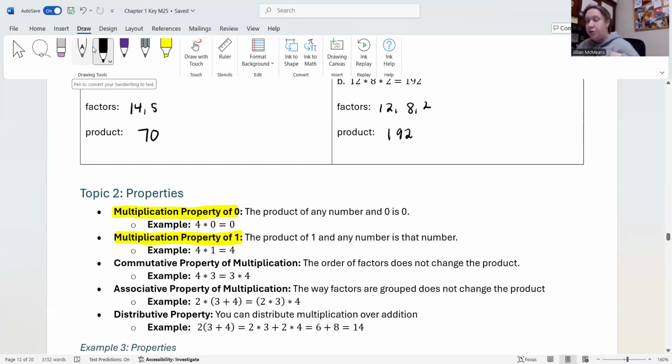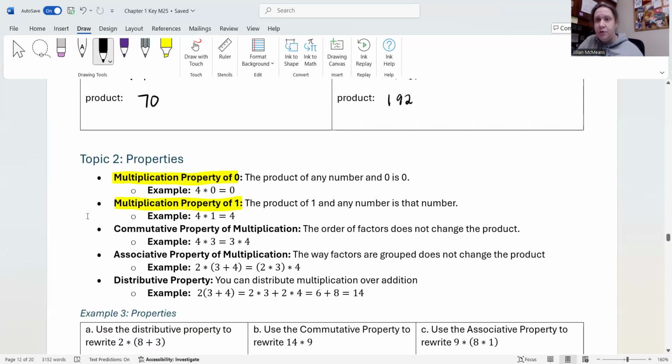Okay? Now, the three properties that are a little bit more involved, two of them you've kind of seen in a different format. So we have the commutative property of multiplication. This is exactly like the commutative property that we saw with addition. The commutative property says that if you change the order of numbers that you're adding, you're always going to get the same sum. The exact same thing is true with multiplication.